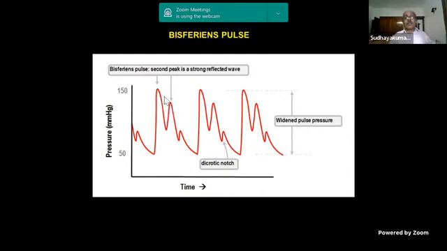The tidal wave becomes well separated because of the rapid ejection and aortic runoff to the periphery in systole, and then the recoiling comes and the tidal wave becomes prominent.